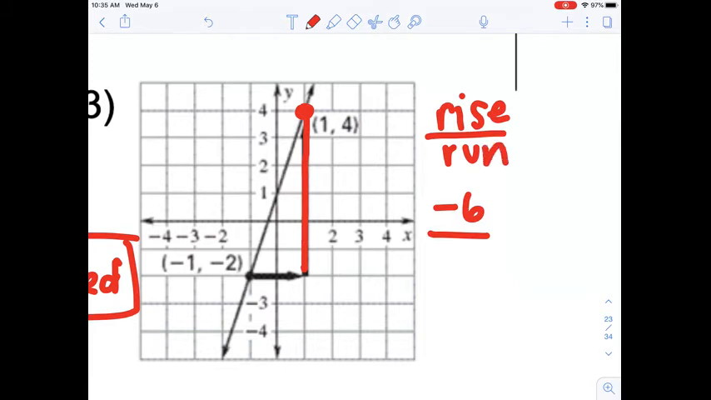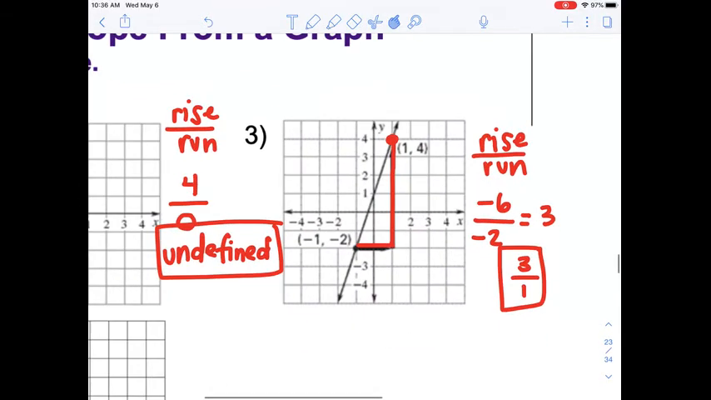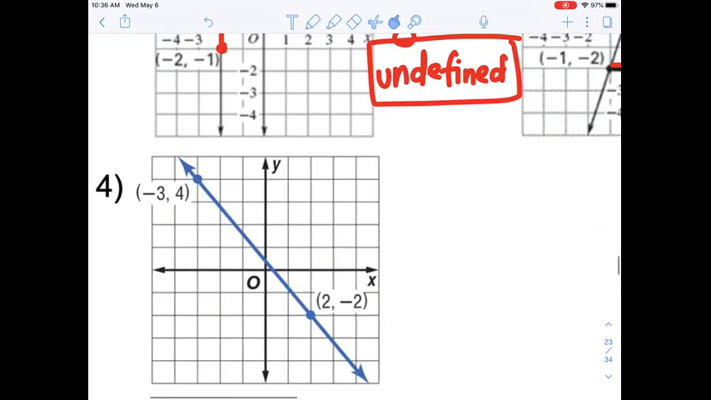So again, since I'm going down, it's negative. So my rise is -6. And my run is to the left, 1, 2. Since it's to the left, -2. Then I'm going to simplify this. -6 over -2 is really just +3. You can write the slope as 3, or you can write it as 3 over 1. Either way works.